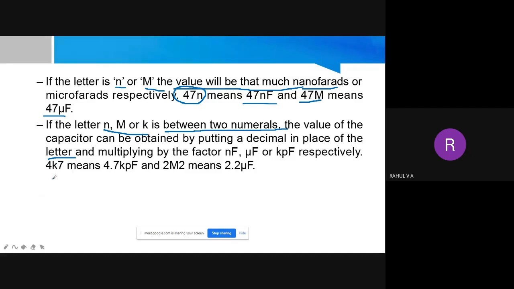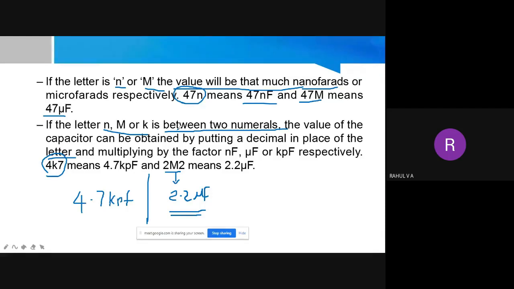For example, if the value is 4K7, first what you do is, in the position of K, you put a dot. So now it is 4.7. The value is actually 4.7 kilo picofarad. And 2M2. So first, in the position of the letter, you put a dot, that is 2.2. M actually represents micro, so it is 2.2 microfarad. So directly you will get the value of the capacitor.